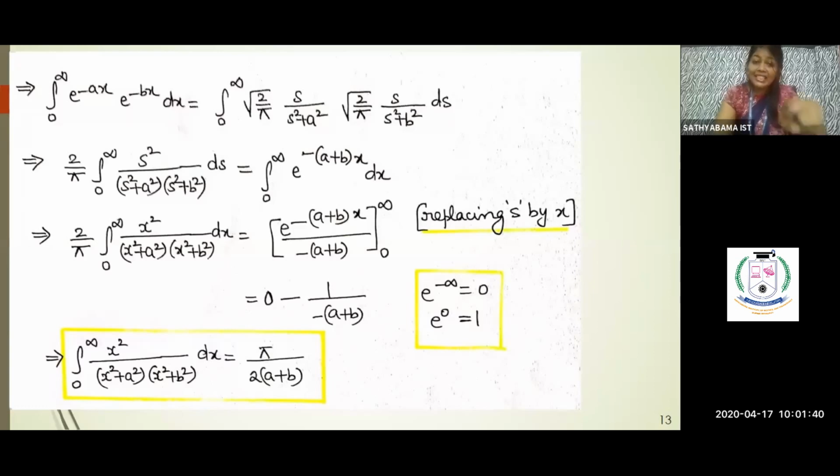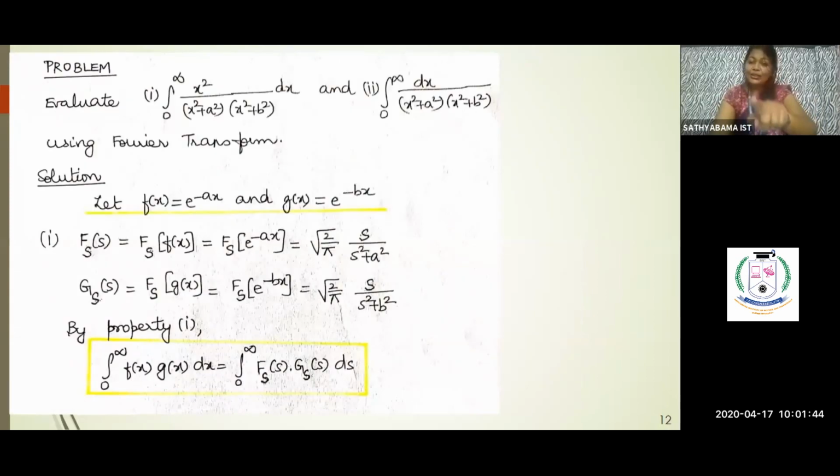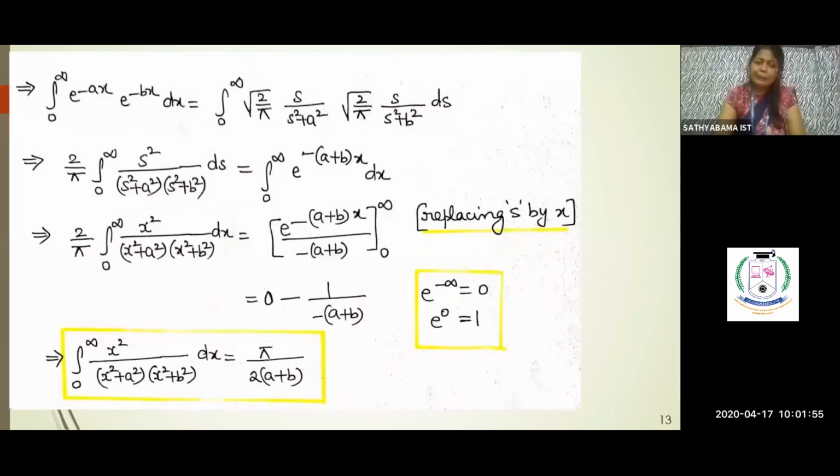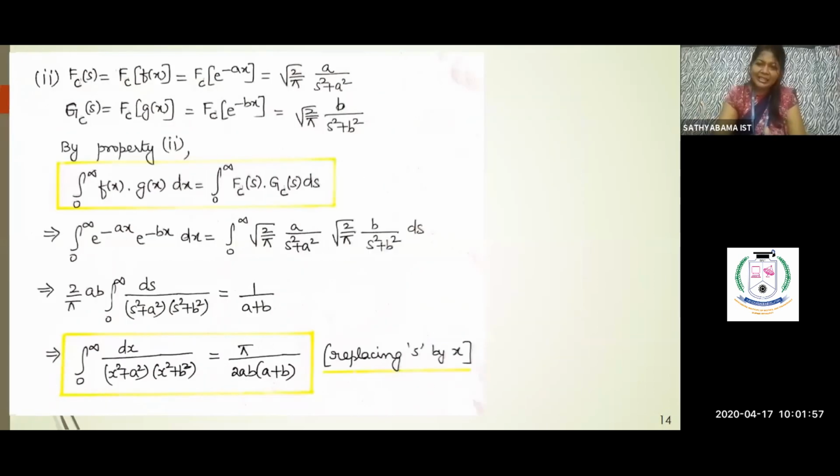Now this is the first integral that we have found. How will you find the second integral? For the second integral, you have to use Fourier cosine transform. That's the only difference. And use the property, the cosine transform property. So take the same function again, e power minus ax and e power minus bx. Now instead of sine, I'm going to find cosine.